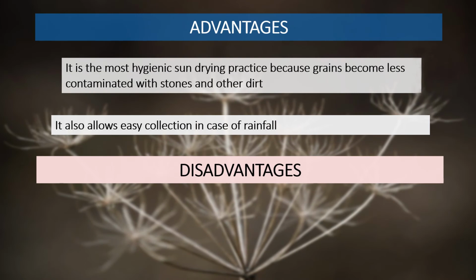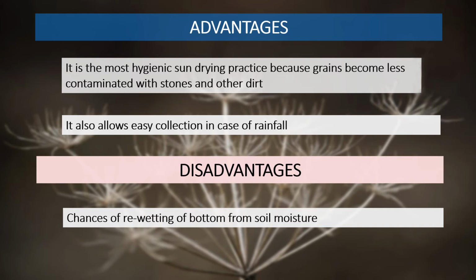So handling is easy. Now the disadvantage of the nets, since in this drying we can use nets also. If you are using nets to dry our food products, then the chances of re-wetting from the bottom from the soil moisture are also possible, and we can damage our products. From the top surface the food is drying, but from the bottom some soil moisture is absorbed by the food products, then the drying time will be more, and it is one of the very noticeable disadvantages of this mat drying technique.